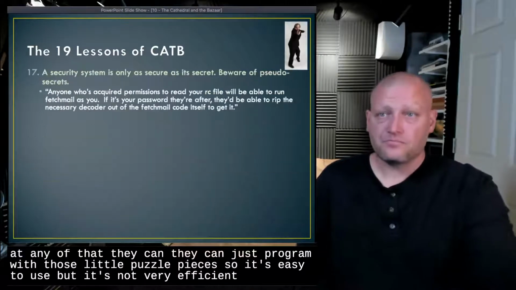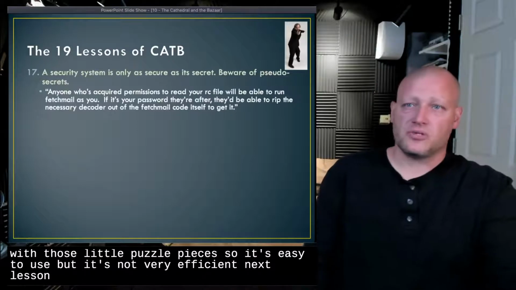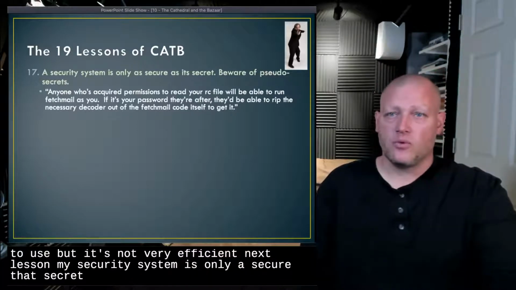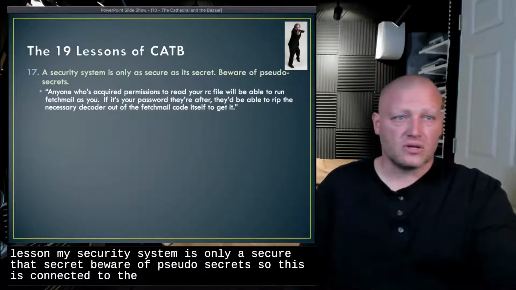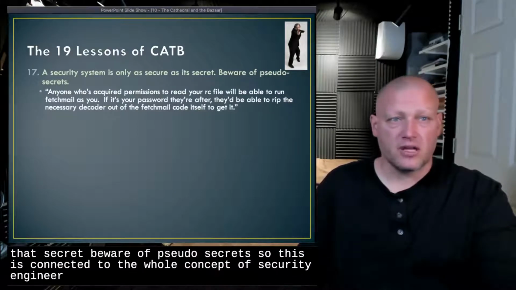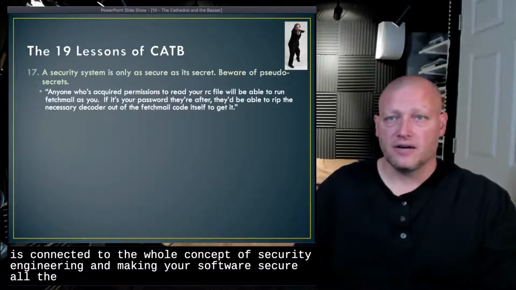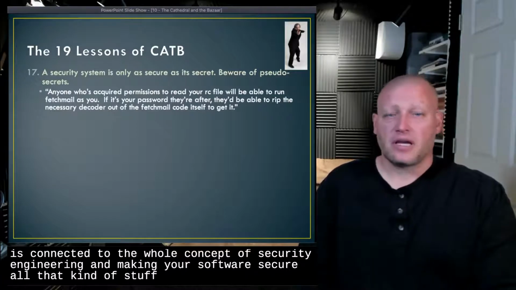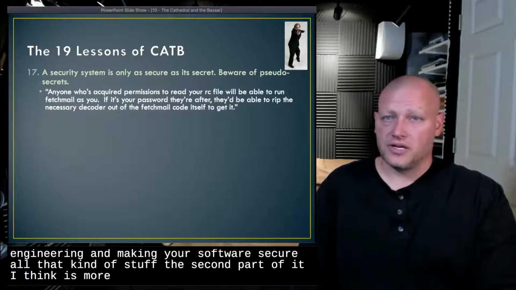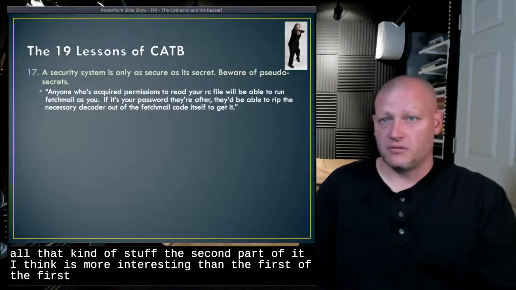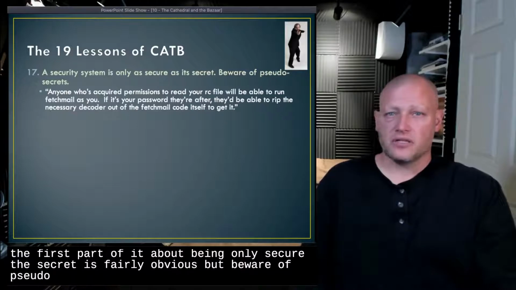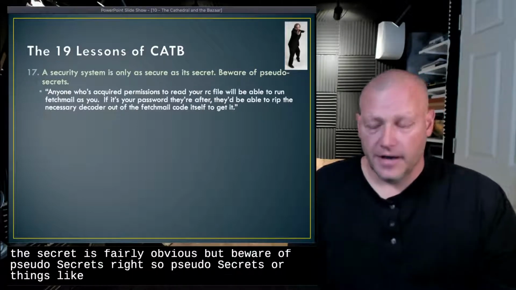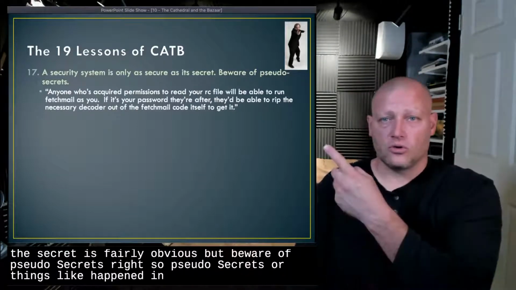Okay. Next lesson. A security system is only as secure as its secret. Beware of pseudo secrets. So this is connected to the whole concept of security engineering and making your software secure, all that kind of stuff. The second part of it, I think, is more interesting than the first. The first part of it about being only as secure as a secret is fairly obvious, but beware of pseudo secrets, right? So pseudo secrets are things like happened in this little quote that you can see here.